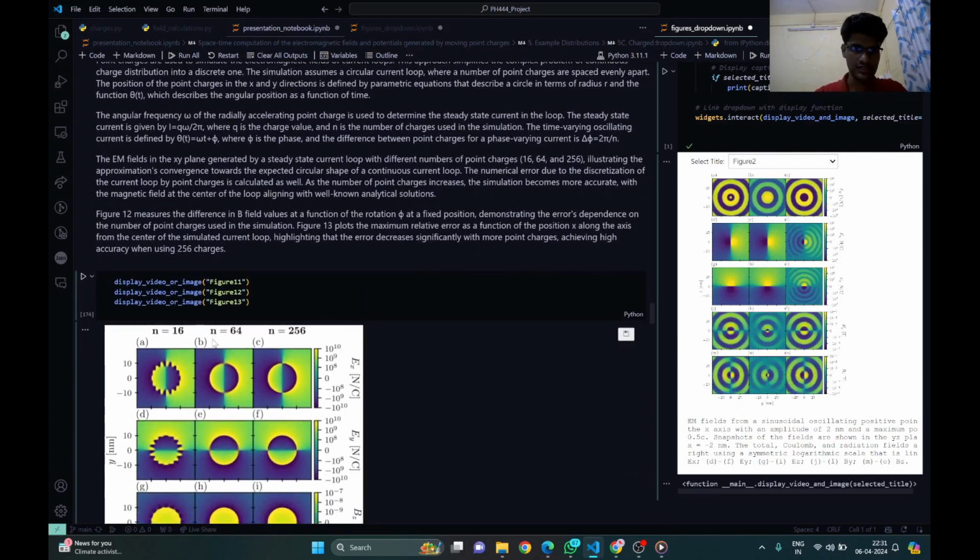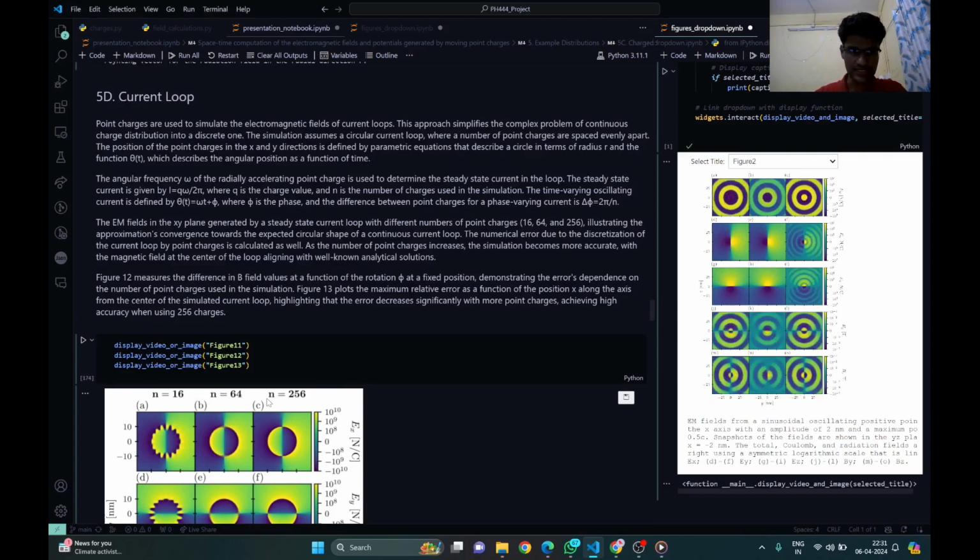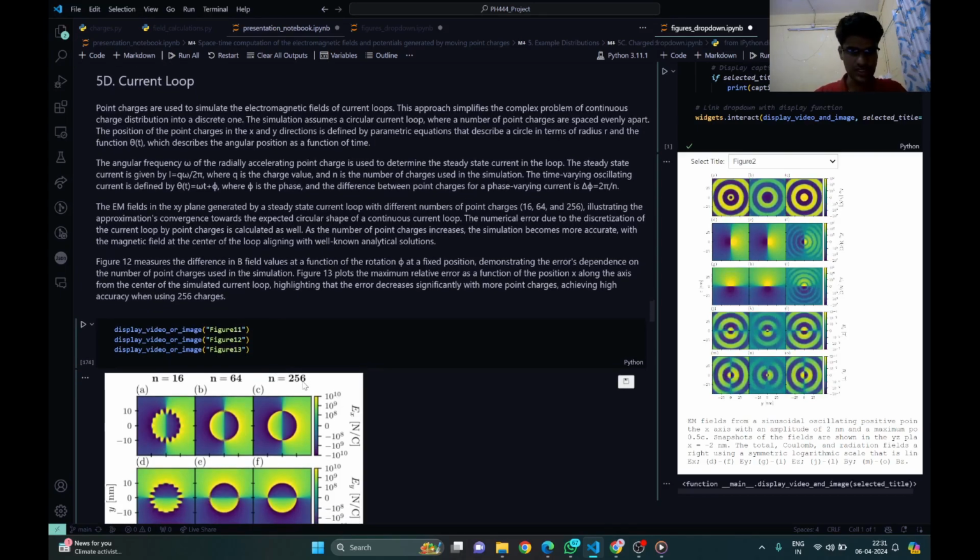So what they did was they split the current loop into n charge particles moving at 1 meter per second. n was 16, 64 and 256. The total charge in all three cases was 256 e. So the current was about 6.5 times 10 raised to minus 10 amps.